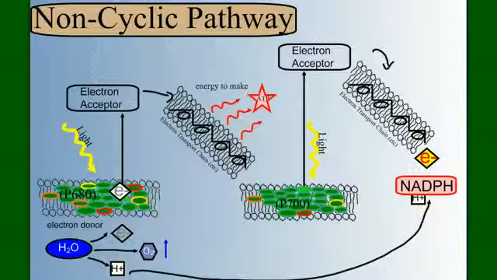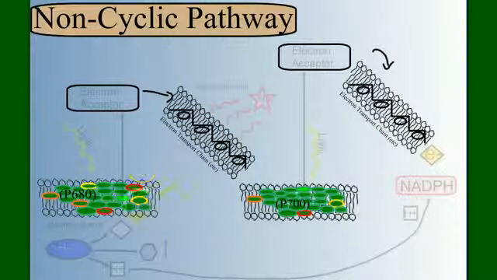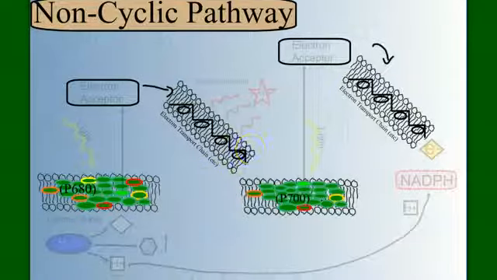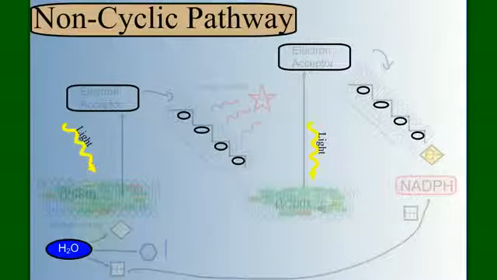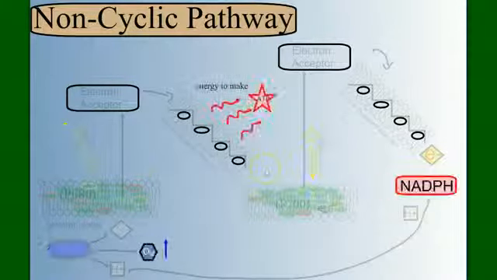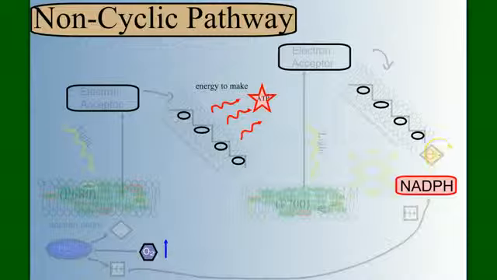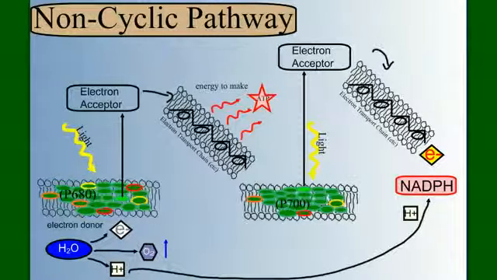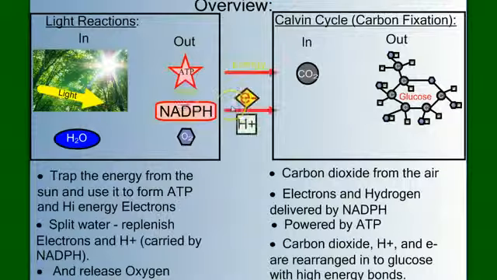So what's the machinery involved in the non-cyclic pathway? We need photosystem 2 and photosystem 1 and 2 electron transport chains. What goes into the non-cyclic pathway? Well, we need light and water as our reactants, and we produce ATP, NADPH, and oxygen. Recall from our overview that all of the products of the light reactions, except for oxygen, which is given off, go to the Calvin cycle to drive this set of reactions, and that's the subject of a later video.